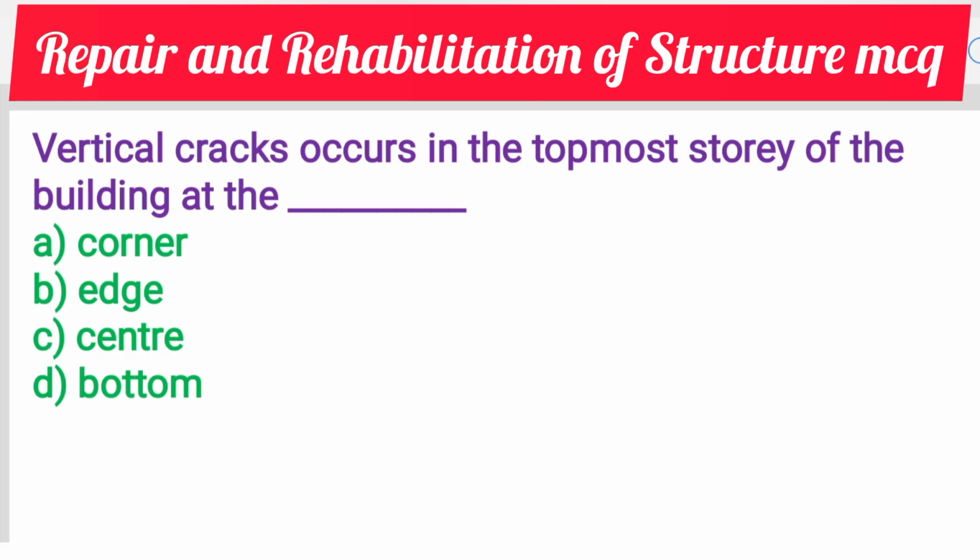Next question, vertical cracks occur in the topmost story of the building at the option A corner, option B edge, option C center, option D bottom. So the correct answer is option A corner of the building.